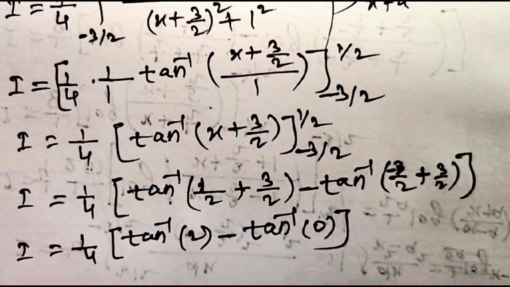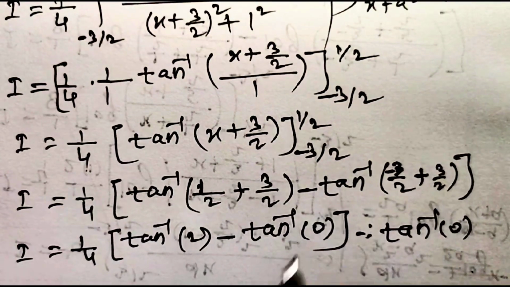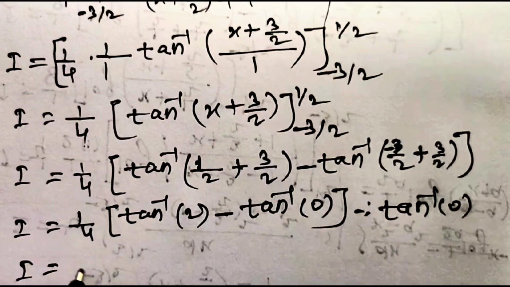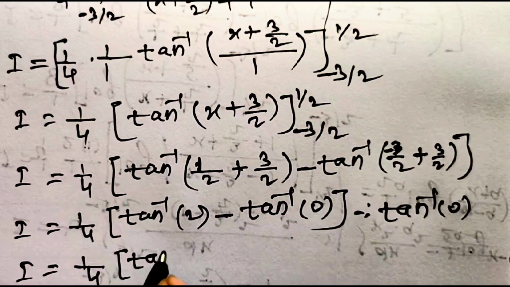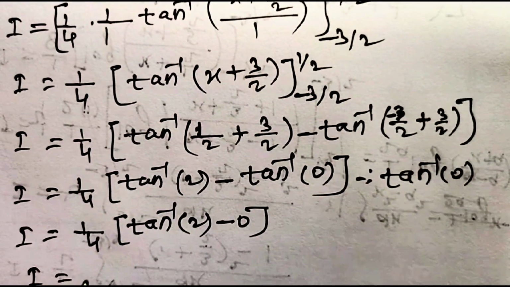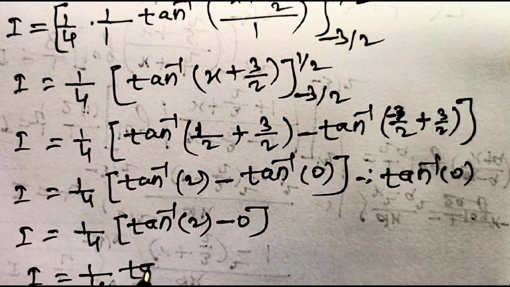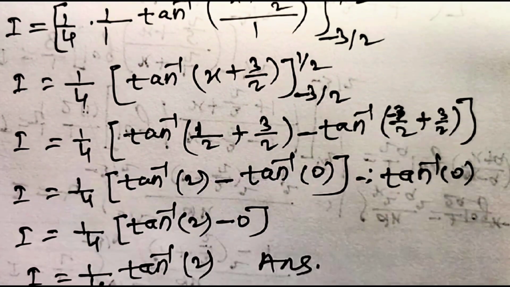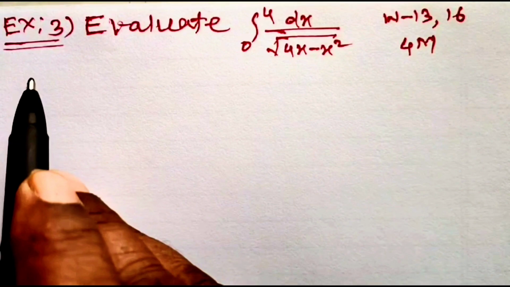But you know tan inverse 0 is 0. Put here. Hence I is equal to 1 upon 4 tan inverse 2 minus 0, and this is I is equal to 1 upon 4 tan inverse 2. This is the answer. Let us solve sum number 3.